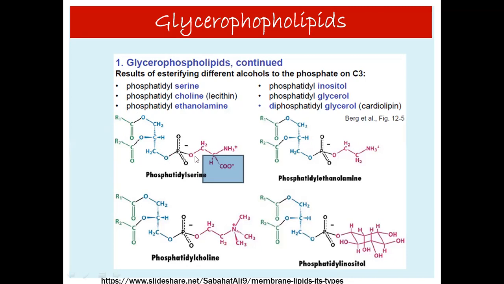Phosphodiester bonds are there, where this particular phosphate group is holding the glycerol backbone in one hand, and in the other hand it is holding a particular serine molecule, one amino acid. That's why it is called phosphatidylserine. When this particular group is ethanolamine, then it is called phosphatidylethanolamine. It is phosphatidylcholine. It is phosphatidylinositol.